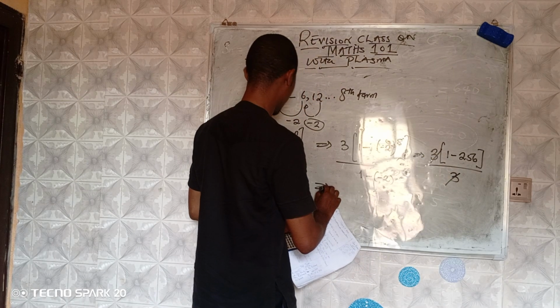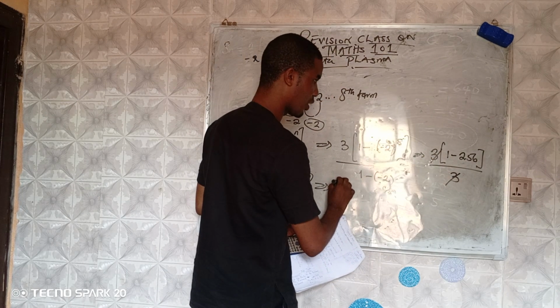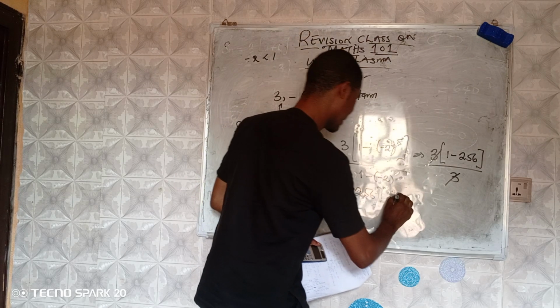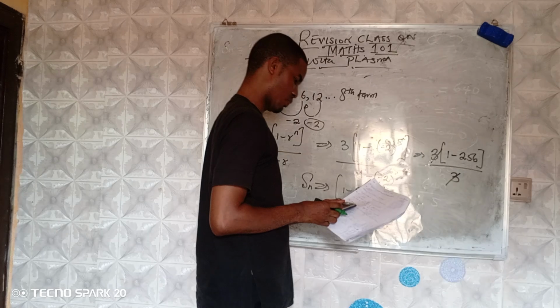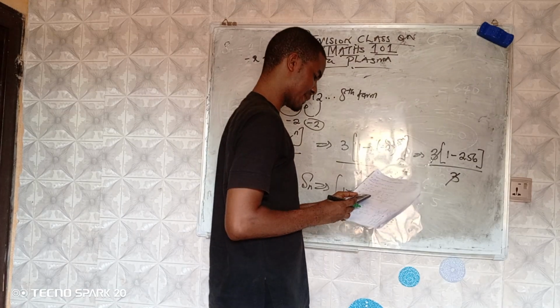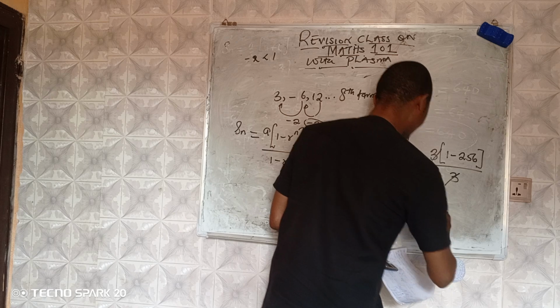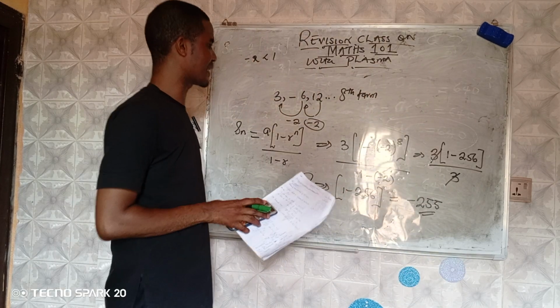Therefore, Sn becomes 1 minus 256, which is same thing as 1 minus 256 will give us minus 255. Final answer. I believe that is very clear.